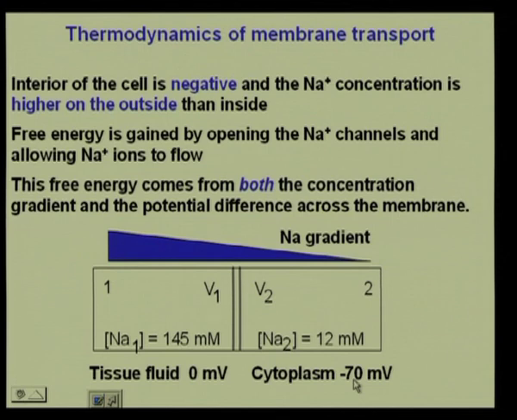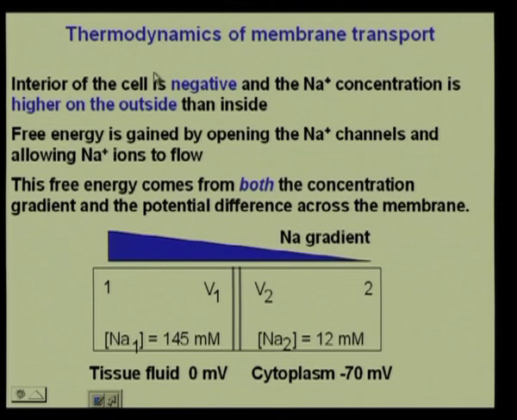Now, where has this minus 70 come from? It has come because of the ion concentrations being different on either side of the membrane. So, the interior of the cell is negative and the sodium concentration is higher on the outside than the inside. The free energy is gained by opening the sodium channels and allowing the sodium ions to flow. Why? Because your concentration on the other side is low. So, if you are going from a high concentration to a low concentration, then that is favorable, right?